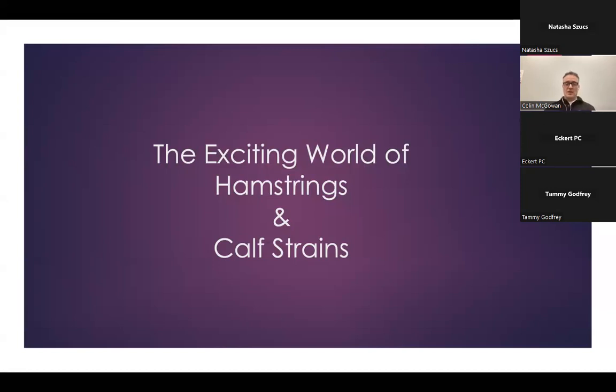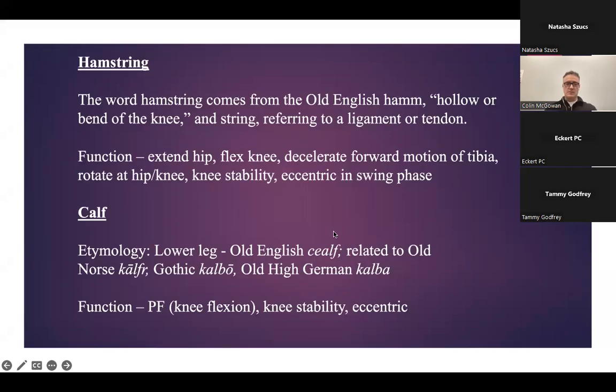So first off, I was curious about where the word hamstring came from. I had misunderstood it and thought it came from hanging meat, but the word ham is an Old English word, just meaning the hollow behind the knee, and string referring to ligament, tendon. And so hamstring, its function largely: extend hip, flex knee, decelerate as well.